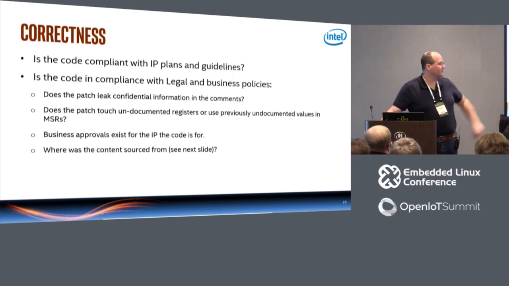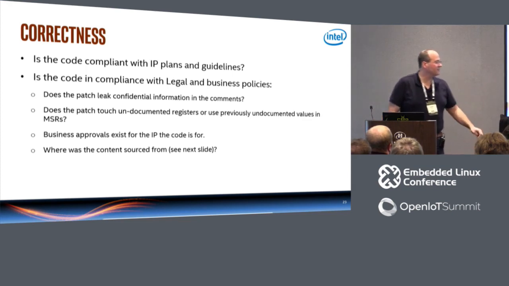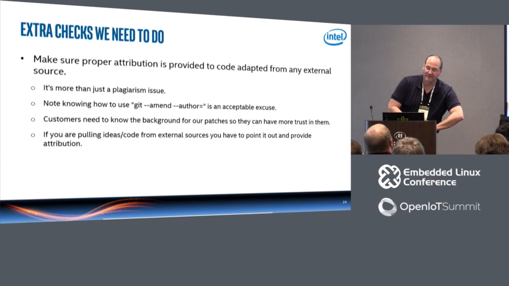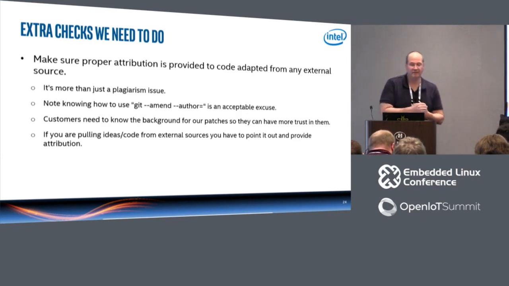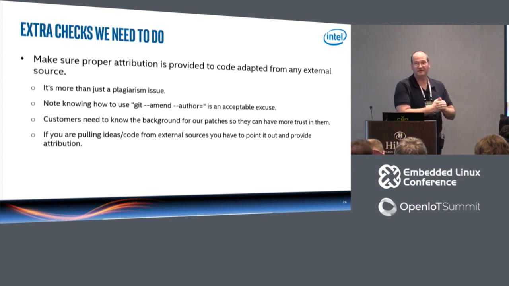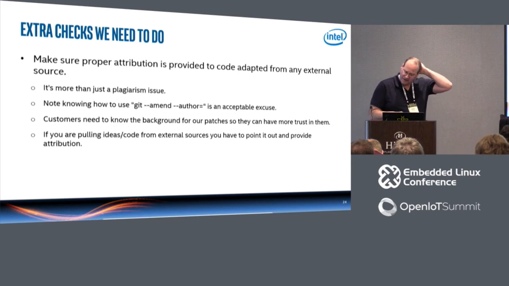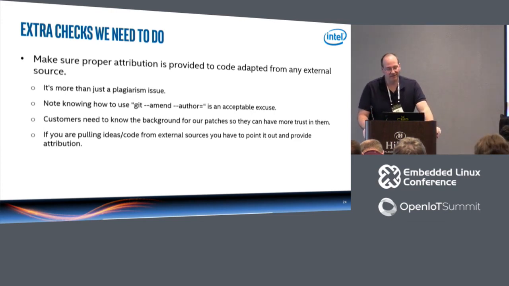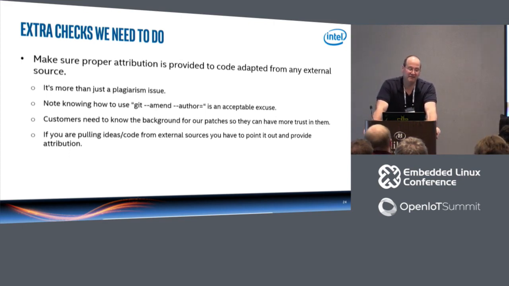And another thing you need to check for correctness is where the content was sourced from. I'll talk about that more in this next slide. A common thing that people will do when they're developing code is they'll look around at other trees and harvest code. When you harvest this code, it's really easy to do it in a way that results in you being named as the author of the code. You really don't want to be called out as the person that was stealing someone else's code. Even though it's GPL, you want to respect the copyright and the authorship. It's more than just a plagiarism issue.